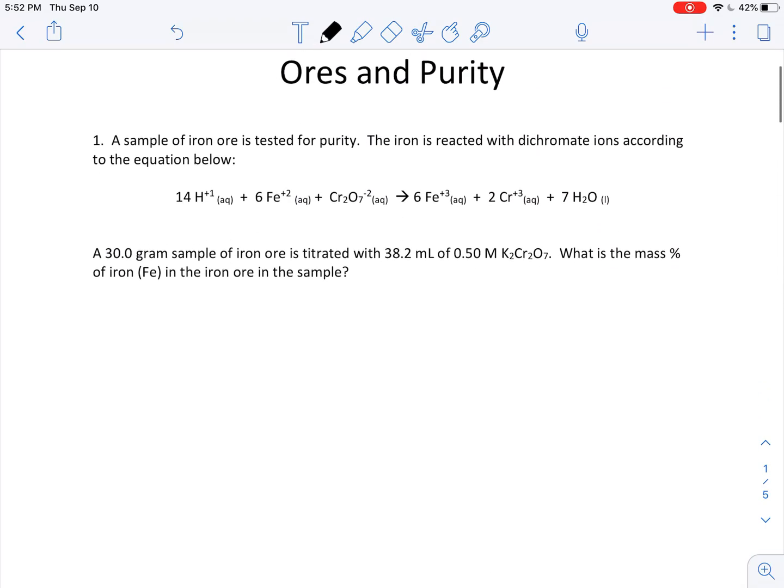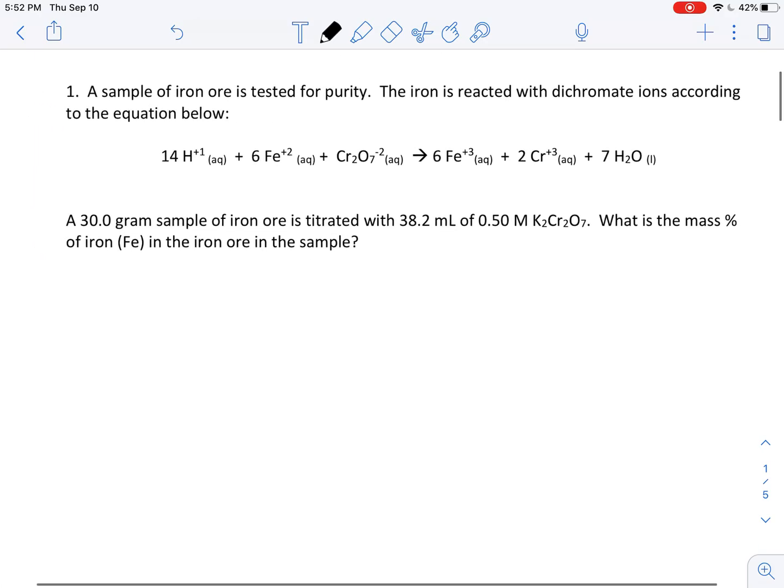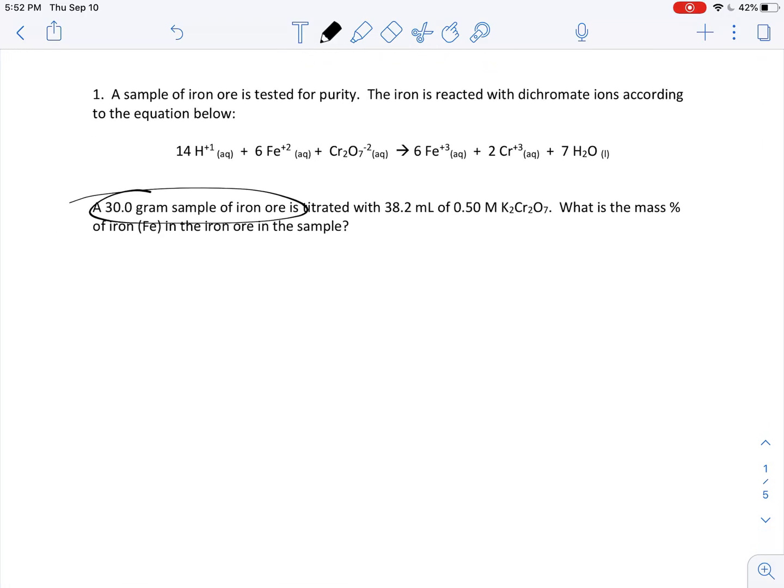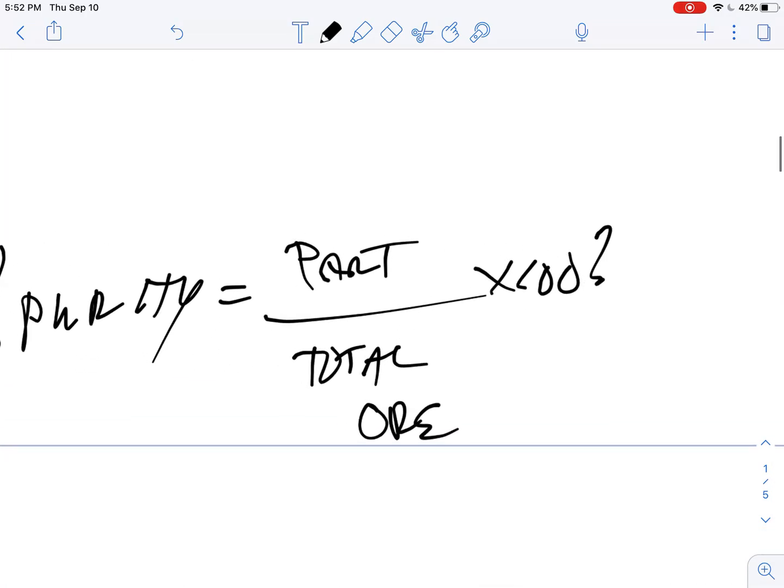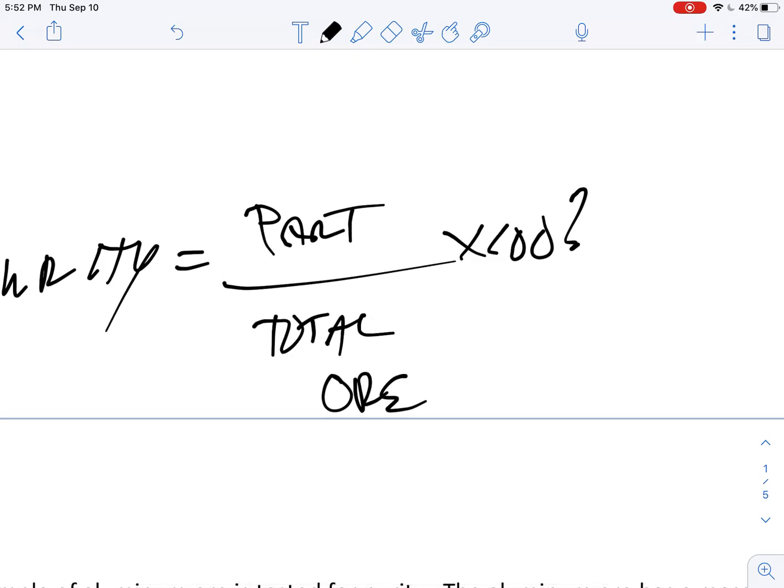So how do you know that that is the case? Well, let's read the problem. A sample of iron ore is tested for purity. So they tell you right there that it's the ore. And it says right here that you've got a 30-gram sample of iron ore. So you can come right down here, and that is the number that's going to be in the bottom. That is your total ore.